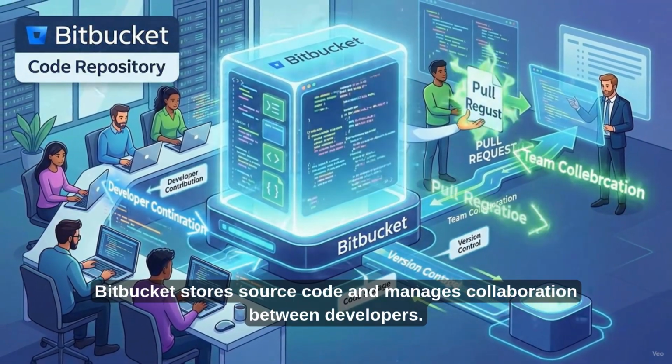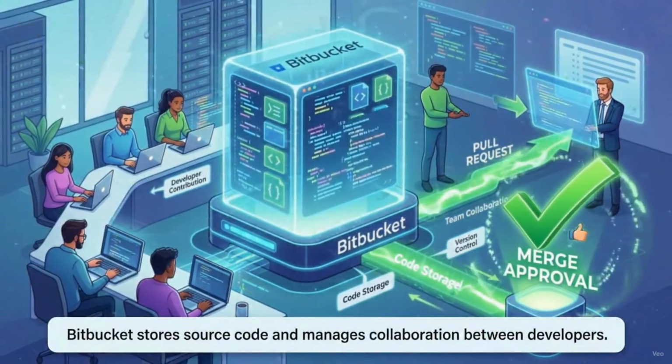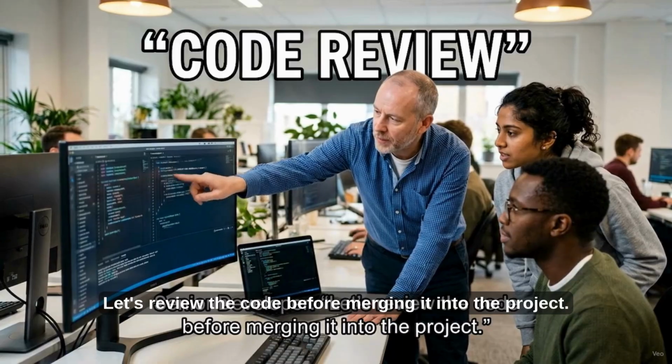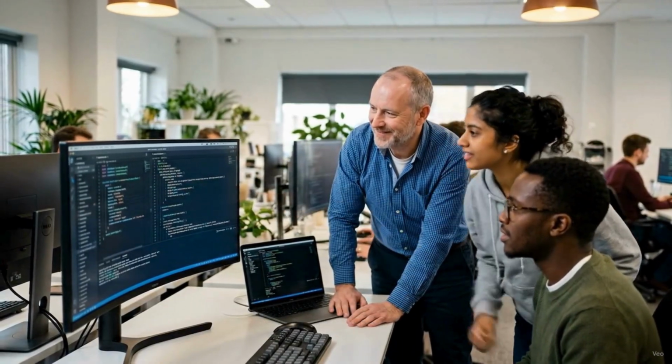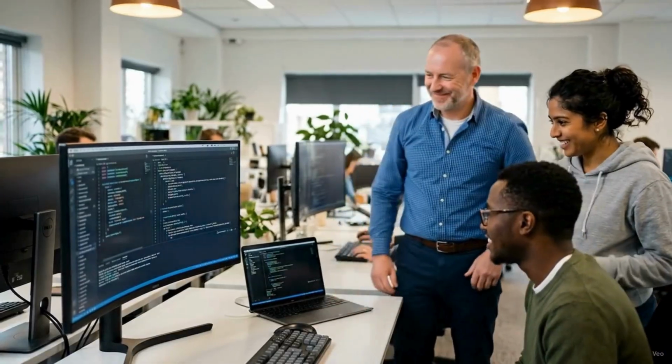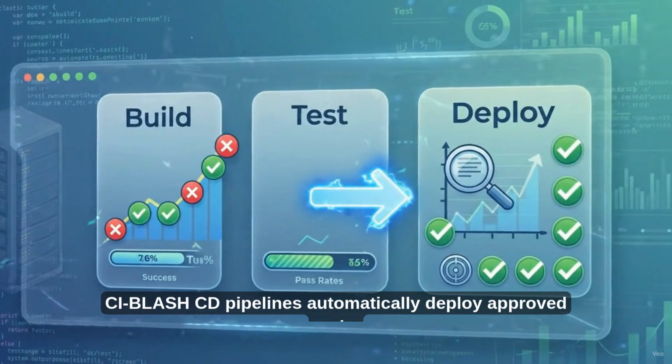Bitbucket stores source code and manages collaboration between developers. Let's review the code before merging it into the project. CI/CD pipelines automatically deploy approved code.